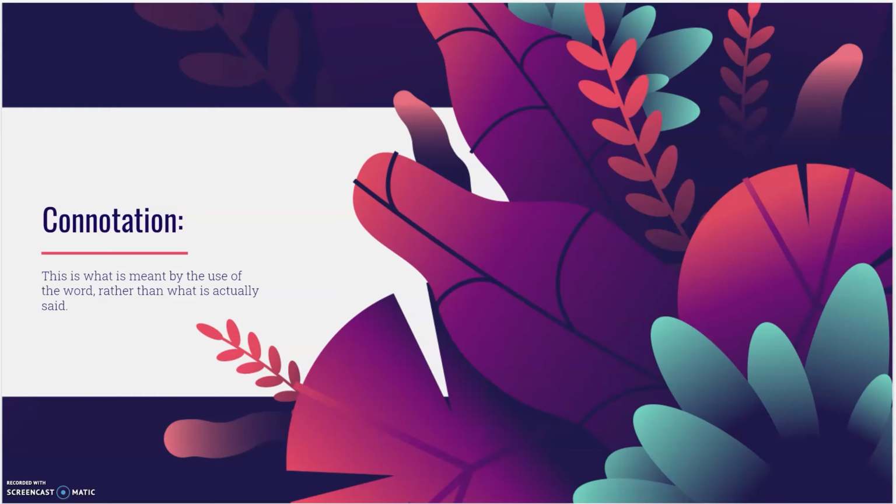using actual connotation and understanding connotation, right? So this is what is meant by the use of the word rather than what is actually said. So sometimes, if we're sarcastic, there's a different connotation. So if I say something like, yeah, I had a lot of fun, right? So when I'm being sarcastic, did I actually have fun? No. So I said one thing, I had a lot of fun, but I meant the opposite because sarcastic. That was my connotation, right?